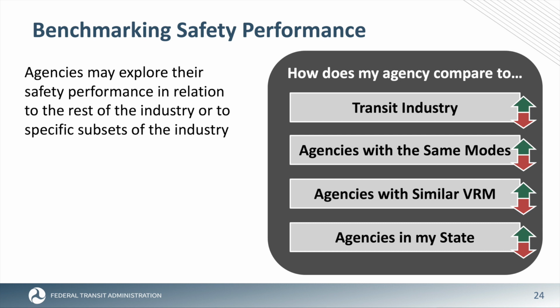Using the data we have available online, agencies could use that to benchmark safety performance. You may decide you want to assess your agency's safety performance in relation to the rest of the country, perhaps in relation to specific subsets of the industry. Maybe compared to agencies that operate the same modes that I do, or agencies that provide the same or a similar level of service, or maybe agencies that are located near me, in my state or in my region. The NTD data products would allow me to make those kinds of breakdowns.